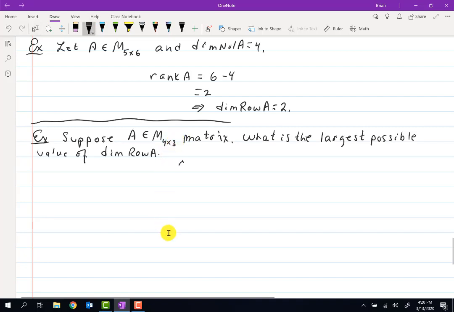The rank of A is less than or equal to 3, which implies that the dimension of the row space is less than or equal to 3. So the maximum possible value you could have for the dimension of row A is 3. So I guess I should put, the answer is, there's a question mark there. The answer is 3.